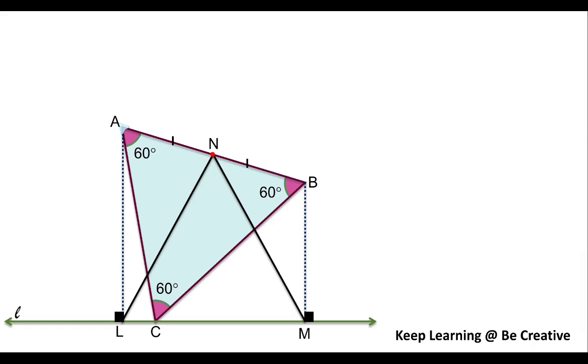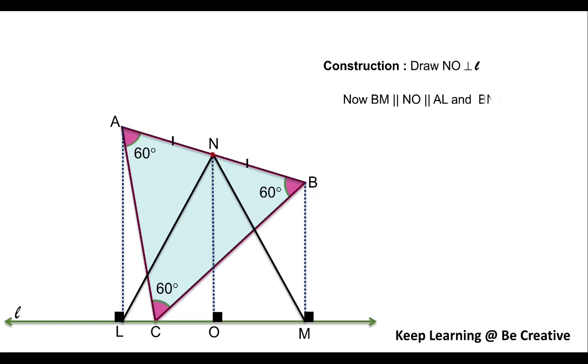Now since I have drawn AL and BM perpendicular, and N is the midpoint, it motivates me to draw a line ON perpendicular to L, as I know the equal intercept theorem. So here I can see that NO, BM and AL, all three are perpendicular to L. So they are all parallel to each other. So we can say that these three lines are parallel to each other and AN is equal to NB. So by the equal intercept theorem, I can say that LO is equal to OM.